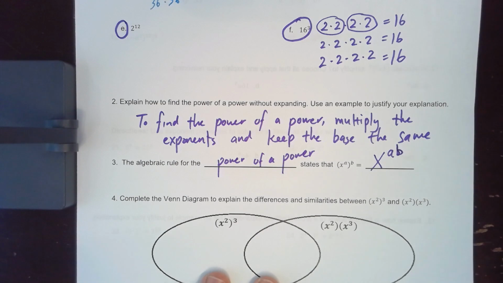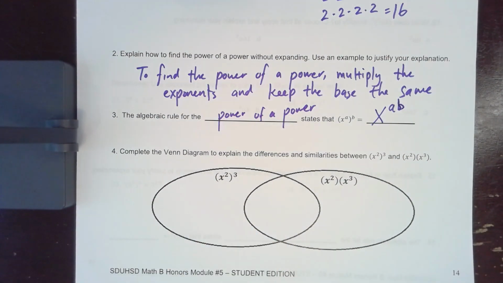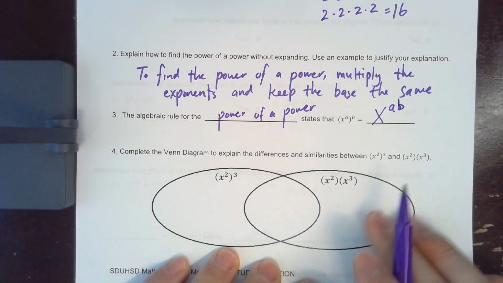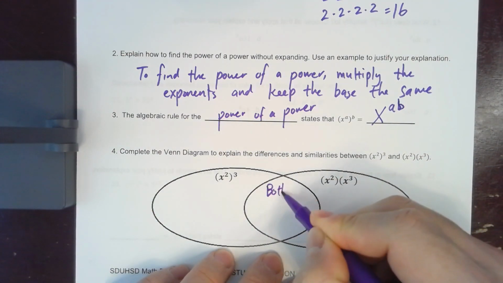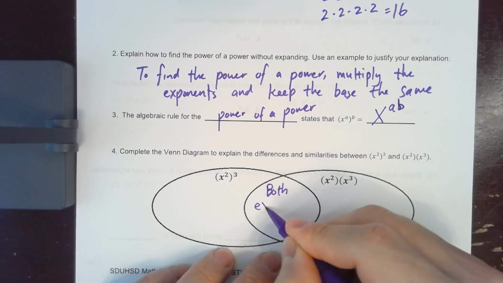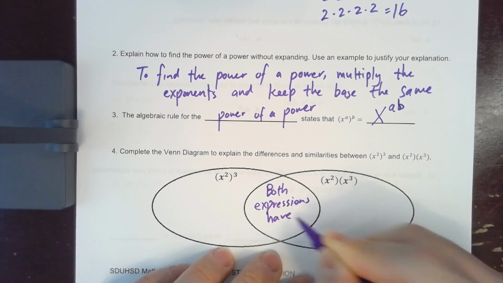So let's do a little bit of comparing and contrasting with what we've learned in this module so far. It says complete the Venn diagram to explain the differences and similarities between x squared to the third power and x squared times x to the cube. Okay, so let's first talk about what they have in common. Both of these expressions do have x squared. Both expressions have x squared.